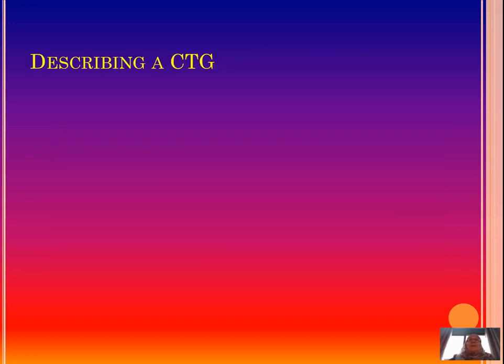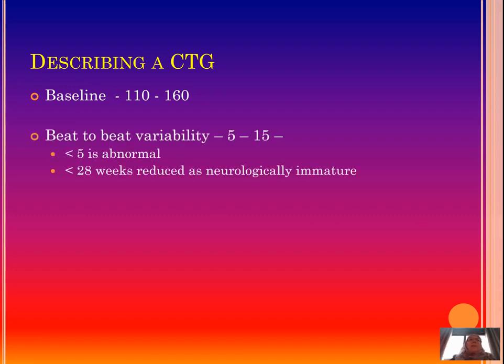So let us go to the details of description of the CTG. Let us first of all define what is normal. Baseline should be 110 to 160. Beat to beat variability, less than 5 is abnormal, and above 25 is also abnormal. Normal is 5 to 25 beat to beat variability, and I'm going to show you some pictures of what it represents.